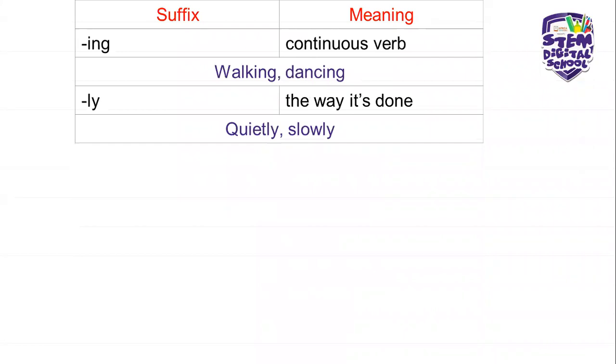Okay. Ing, continuous verb. That is something we also use a lot, like walking, dancing, singing. That is one we also use a lot, the ing suffix or the ly, the way it's done, like quietly, slowly, anything like that. Do any one of you have an example for me regarding this?